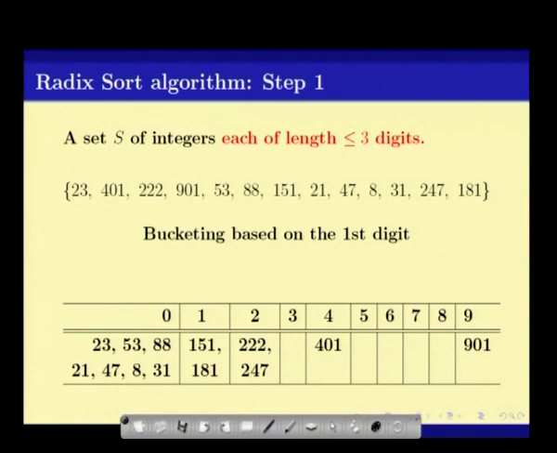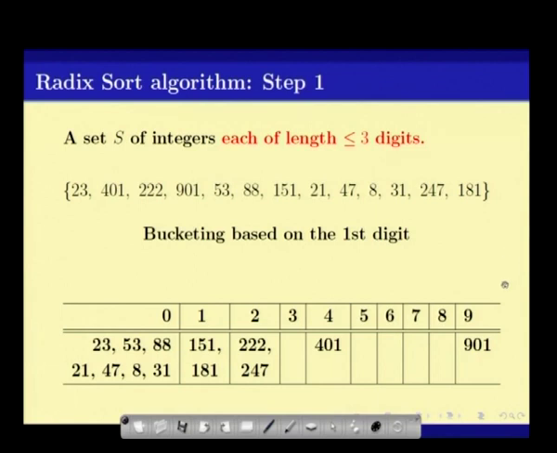Another important thing to notice is that the way in which we have described the algorithm maintains the relative order of these elements. For example, 23 came first, so 23, then 53, then 88, then 21, then 47 and so on. So, the relative order of elements here remains when we do the bucketing.